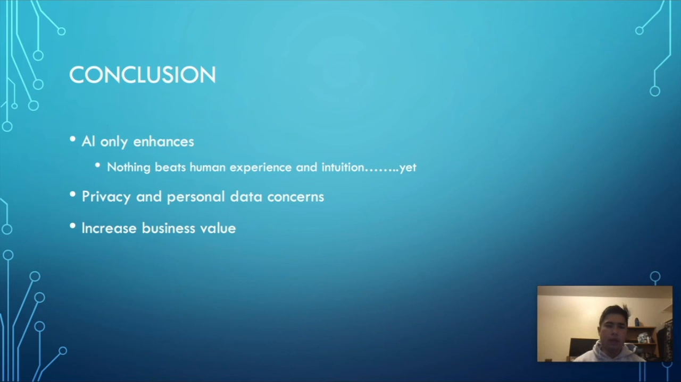But that being said, AI in general increases business value. I think that to be a competitive business today, you need to be incorporating AI. I think it's a very disruptive technology, and it's only going to get more advanced. Incorporating that now into businesses would definitely be highly recommended.